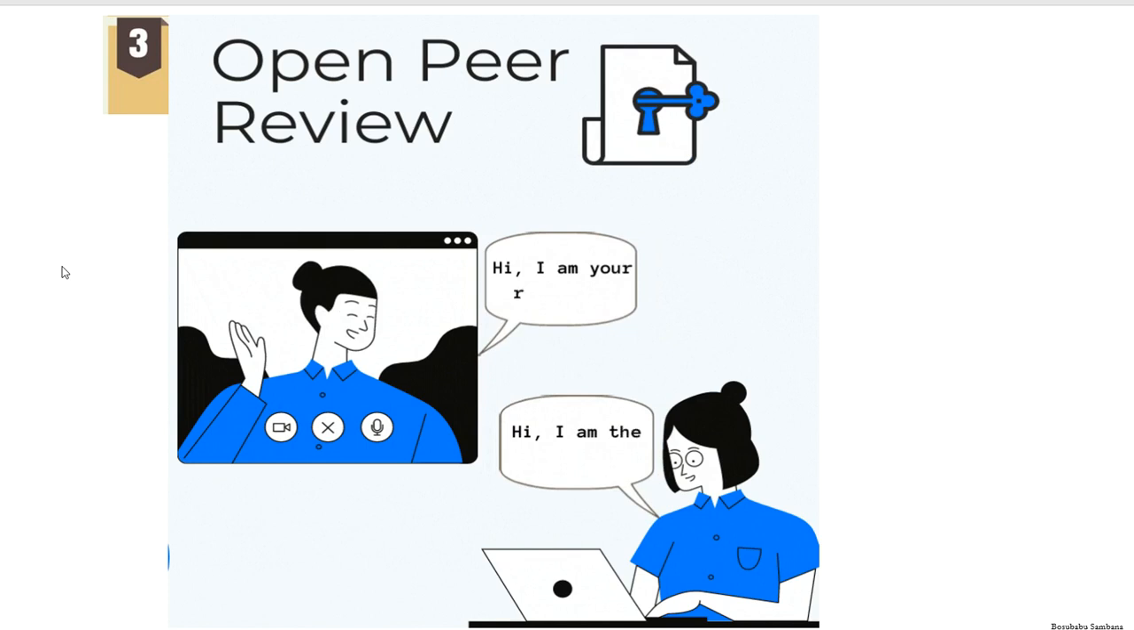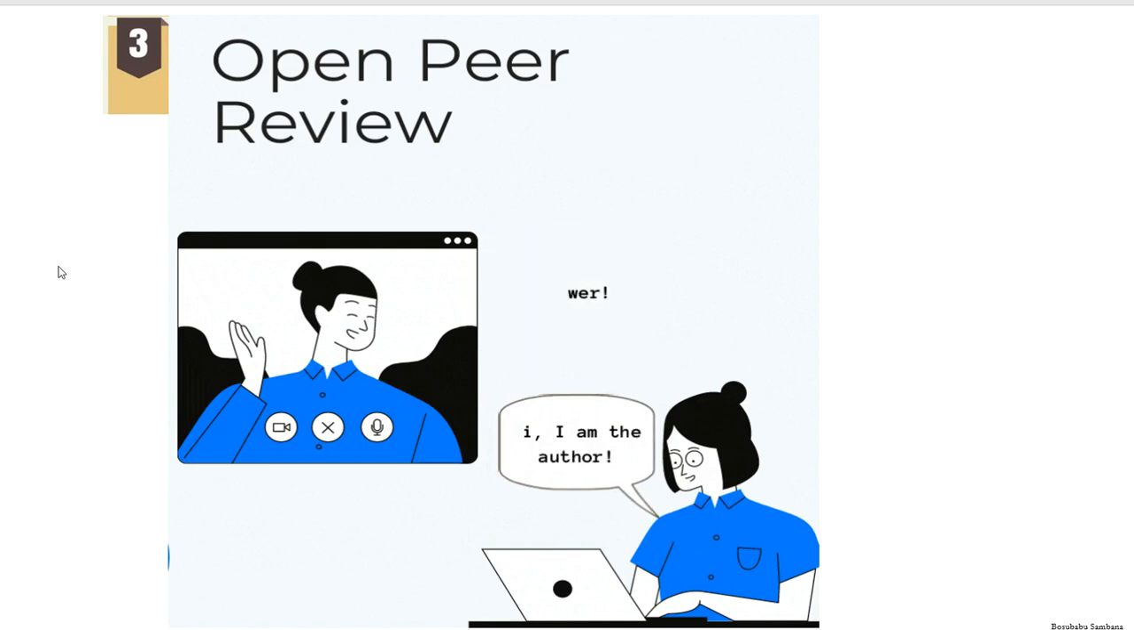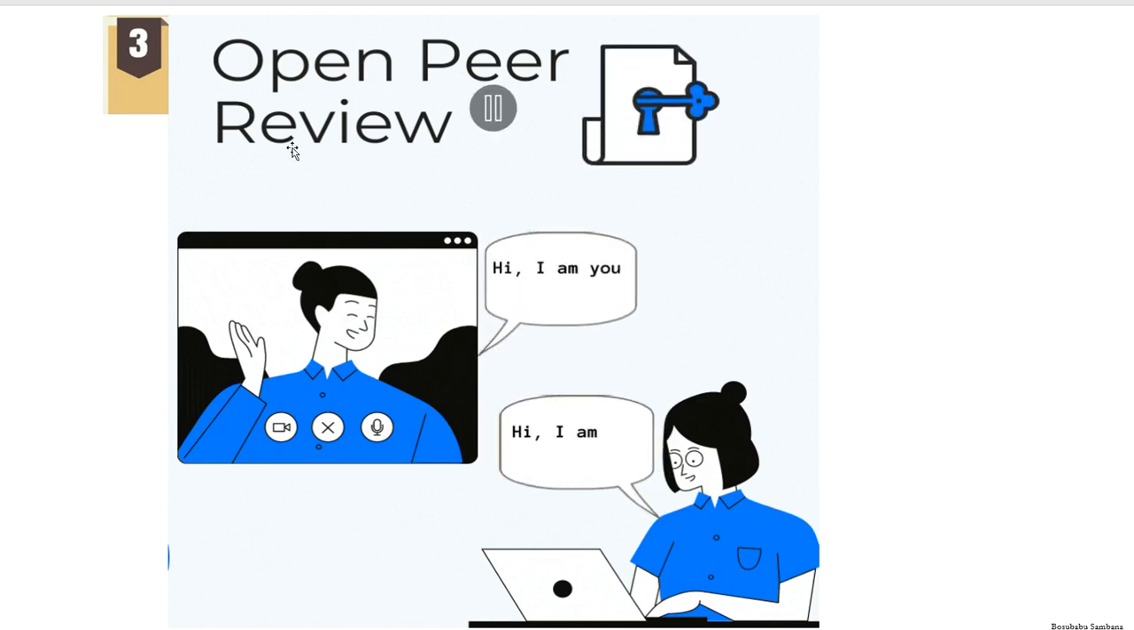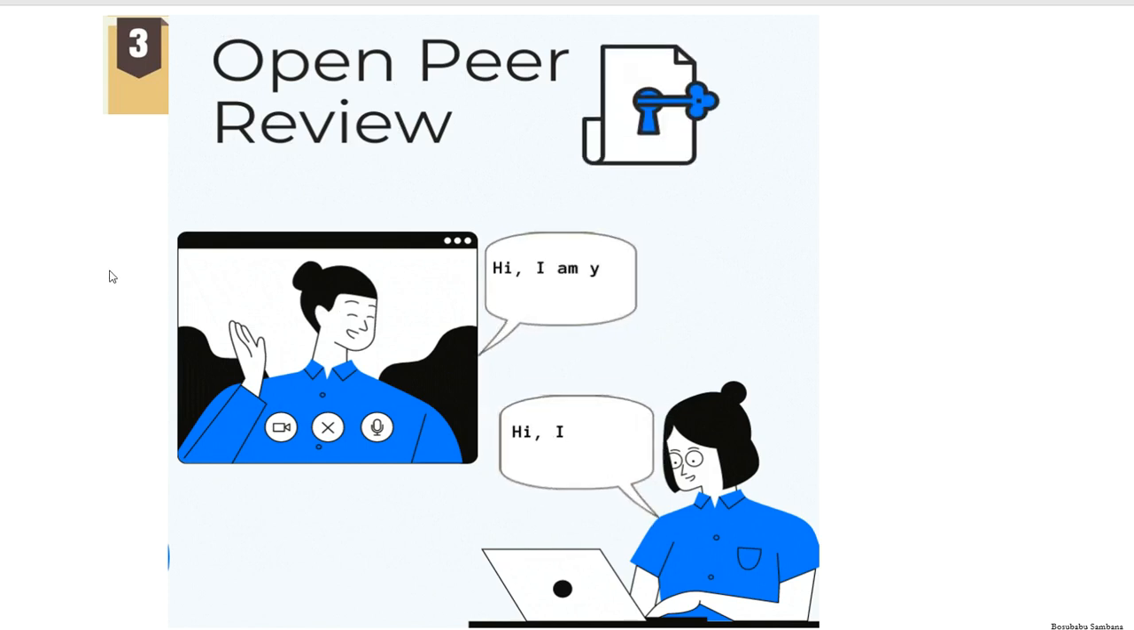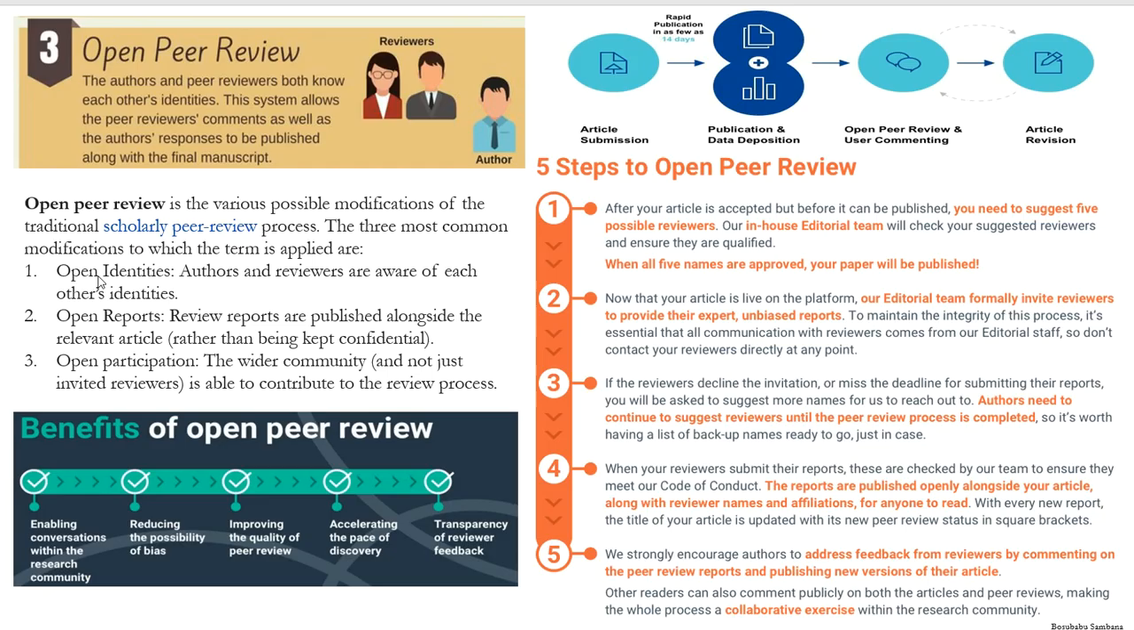And open peer review. Here everyone knows. Open means an open environment. Here everyone knows the author and the reviewer. Hi, I am your reviewer. Hi, I am your author. Here everyone knows, an open door policy like this. In this way, the author knows who the reviewer is, and the reviewer knows who the author is, and the affiliation, whatever it may be. Okay.